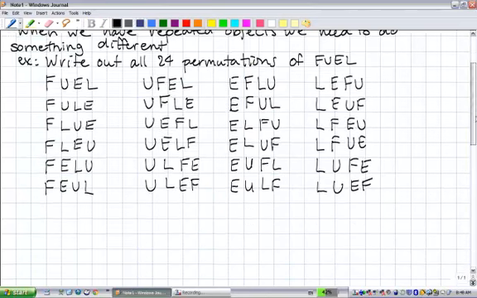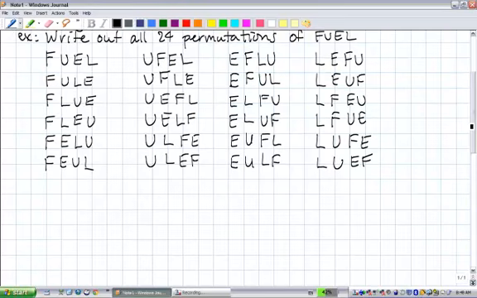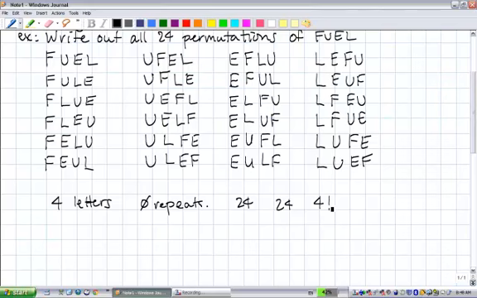Once you have those 24 permutations written out, we're going to build a little table talking about the number of letters, the number of repeats, and how many different words there really are. So if we have 4 letters, this is our starting case, with no repeats, we have 24 different words. I'll explain the second column in a second. That is 4 factorial, and that comes from the word FUEL.